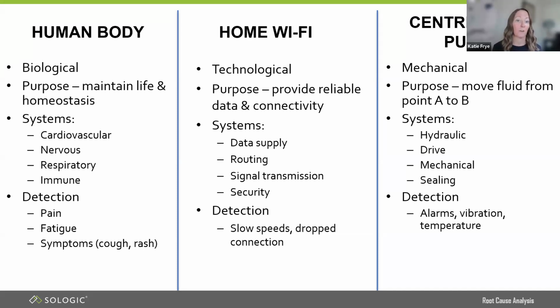The body has the cardiovascular, respiratory, nervous systems, and others. A Wi-Fi home network has data supply, routing, and signal transmission systems, and pumps have hydraulic, drive, and sealing systems. So here's the key takeaway here. FMEA is not about the asset, it's about how we break down and understand the asset systems.